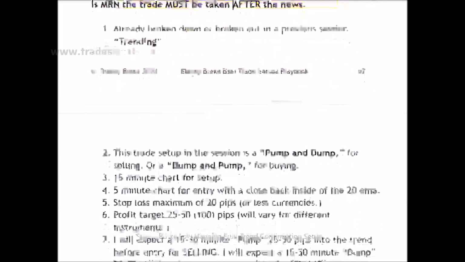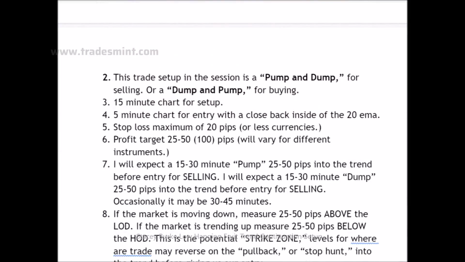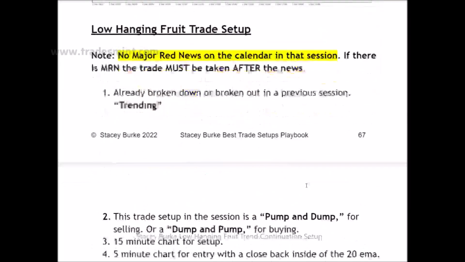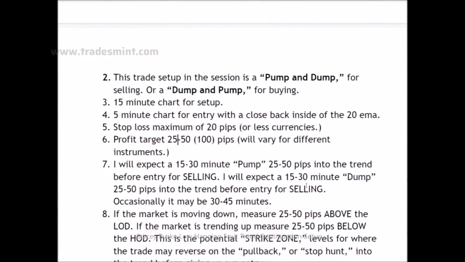So it's broken one boundary, and the thesis is that they've triggered breakout traders and reversed, and now they're going to the other side. The trade setup in the session is a pump and dump for selling, or a dump and pump for buying. So again, going back to that example, we're in a broken down market. They've pumped it up to dump it back in continuation with the trend. So that's the pump and dump for selling. If we're buying, we're looking for the dump and pump.